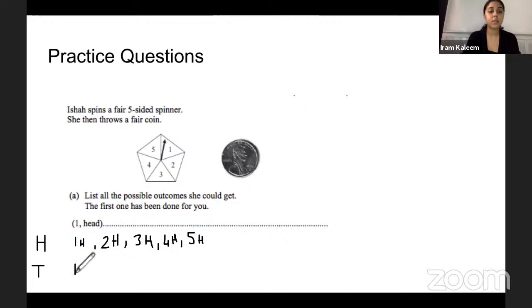And for tails, say 1T, 2T, 3T, 4T, and 5T. It's pretty straightforward. So well done if you got that. Now remember that the order here isn't important. If you didn't organize it in terms of heads and tails, that's completely fine. As long as all the outcomes are there, it's completely fine.